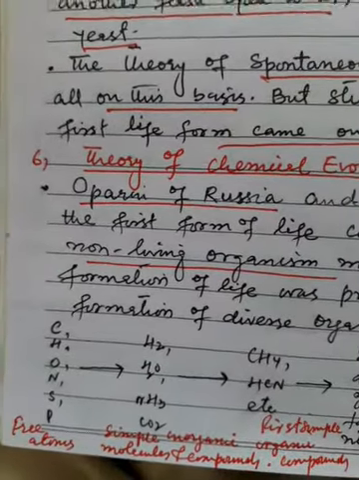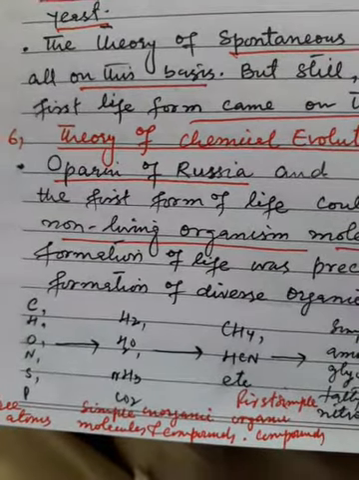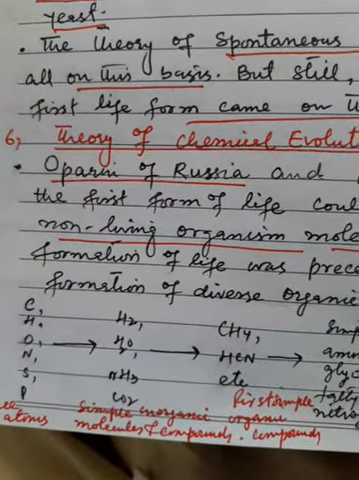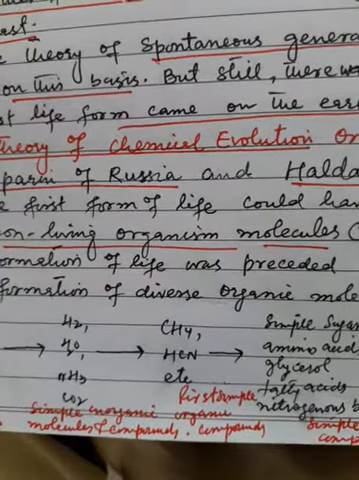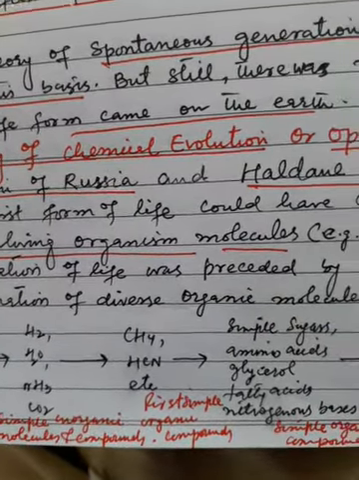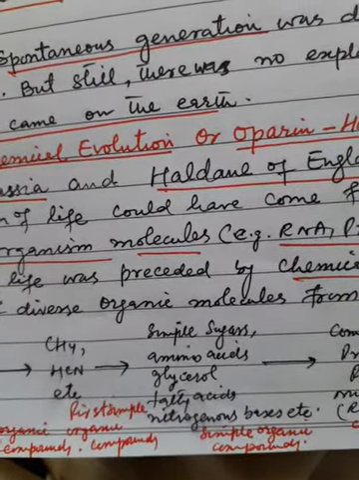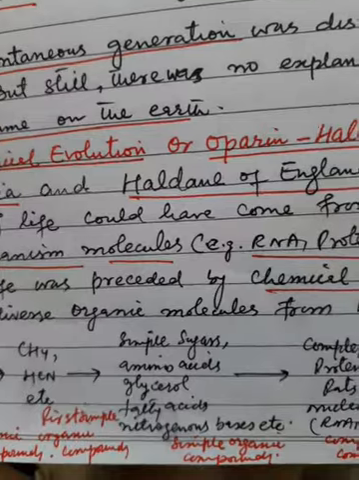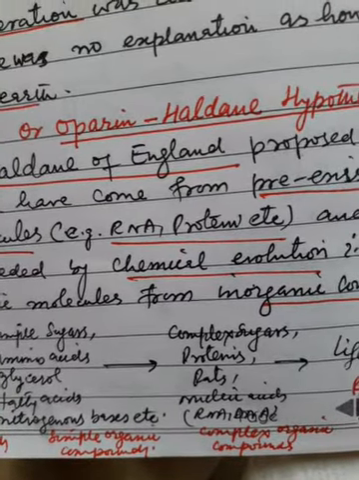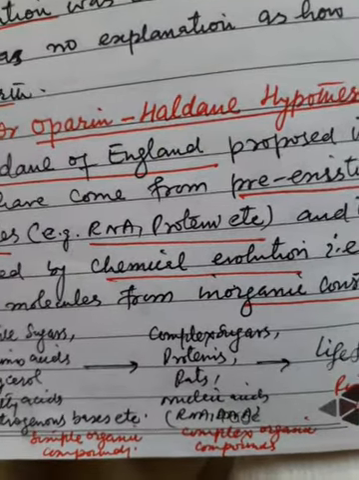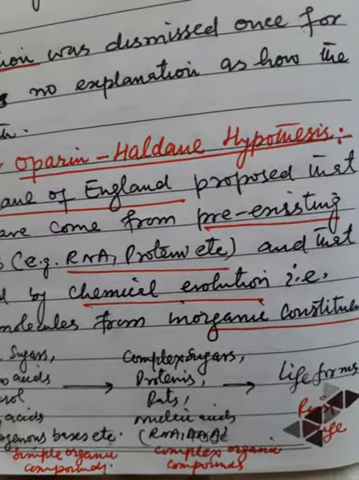For example, free atoms like carbon, hydrogen, oxygen, nitrogen, sulfur, phosphorus combine together to produce simple inorganic molecules and compounds like H2, H2O, NH3, carbon dioxide, which in turn produce first simple organic compounds like CH4, HCN, etc. And these in turn produce simple organic compounds like simple sugars, amino acids, glycerol, fatty acids, nitrogenous bases, etc., which in turn produce complex organic compounds like complex sugars, proteins, fats, nucleic acids, RNA, DNA, etc. And finally, life forms exist. That is the first life.